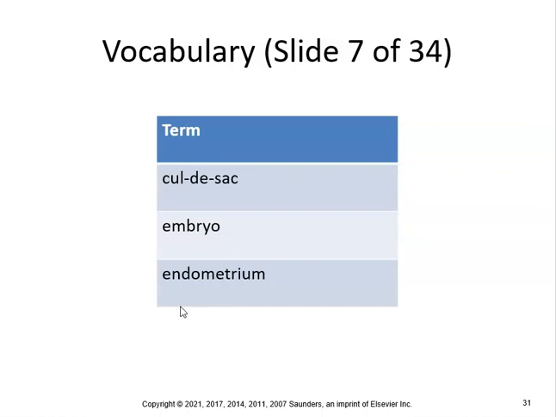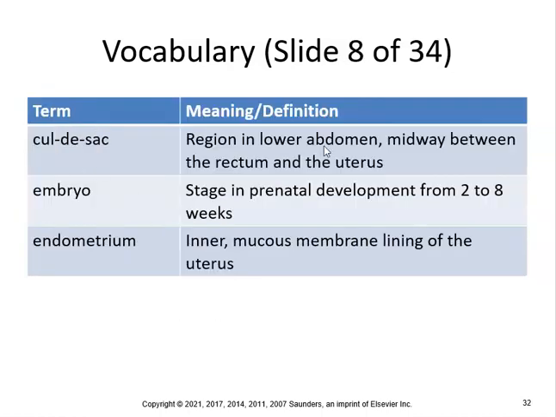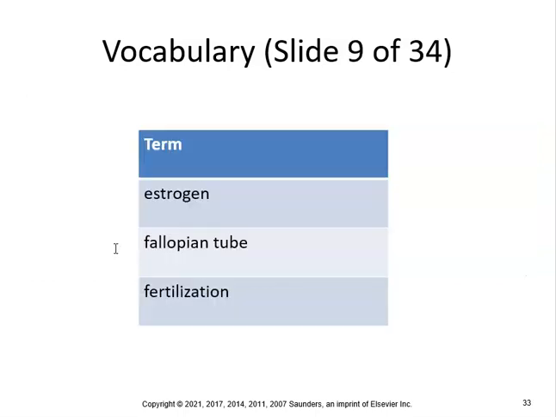Cul-de-sac, embryo, and endometrium. Cul-de-sac is a region in the lower abdomen, midway between the rectum and the uterus. Again, it can sometimes be called the pouch of Douglas, retrouterine pouch. There are a couple of different words you can use. The embryo is the stage in prenatal development from 2 to 8 weeks. Endometrium is the inner mucosal membrane lining of the uterus.